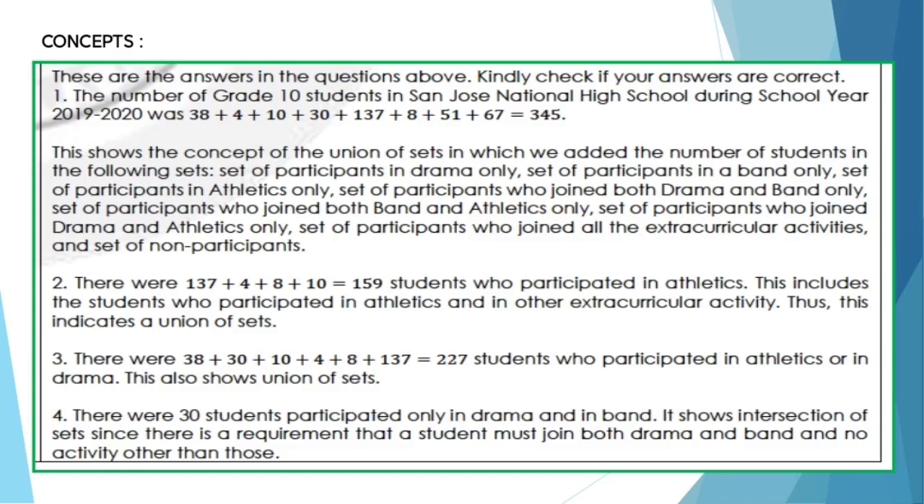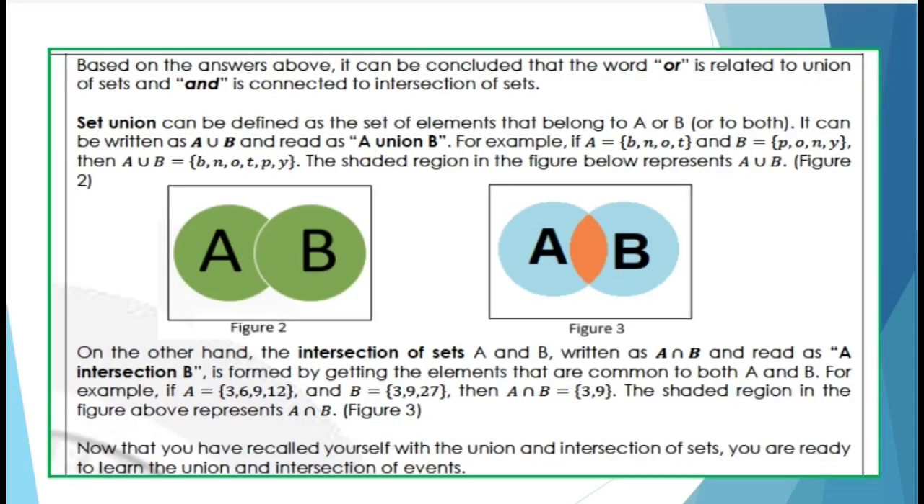And there were only 30 students who participated in both drama and band. It shows an intersection of sets, since there was a requirement that a student must join both drama and band. Meanwhile, number 3 is showing a union of sets. Number 2 is also a union of sets. What do you think of number 1? Now, before our time gets wasted, let's move forward.